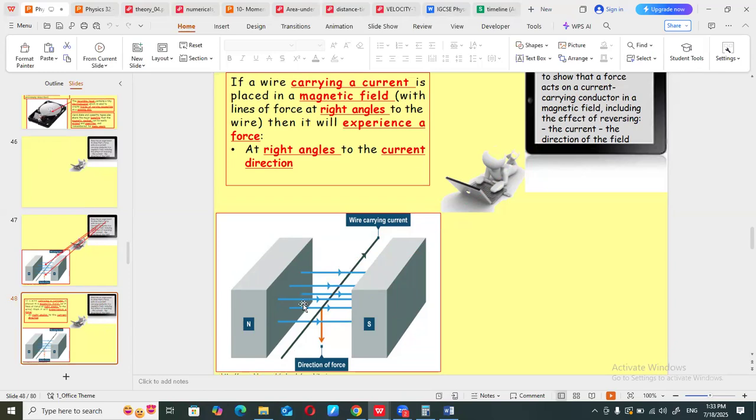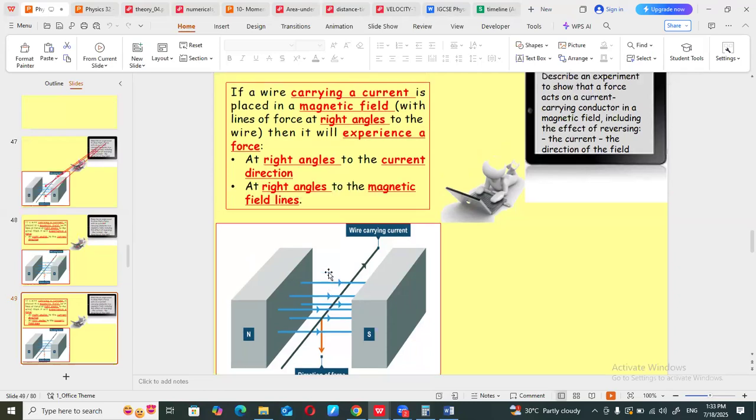So what will happen when these two magnetic fields interact with each other? One field is due to the current flowing in the upward direction, and one is the permanent magnetic field, which is going from left to right. The important point is both the magnetic fields are at 90 degrees to each other. So if a wire carrying a current is placed in a magnetic field with lines of force at right angle, then it will experience a force. Basically, there will be a force experienced by that wire, and due to that force, this wire starts rotating. That's the point.